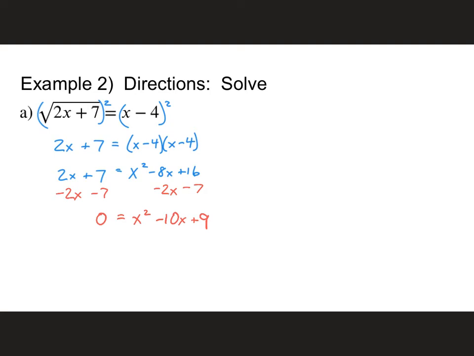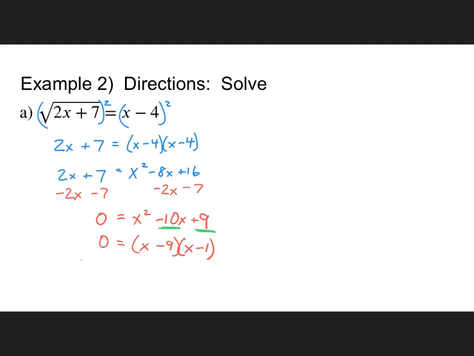Well, I have two options. I always have two options: either the quadratic formula or factoring. I'm going to pick factoring when I can, and this particular quadratic equation is in fact factorable. We're looking for the pair of numbers that multiplies together to give me 9, but adds together to give me negative 10. That is negative 9 and negative 1. So this factors down to x minus 9 times x minus 1.